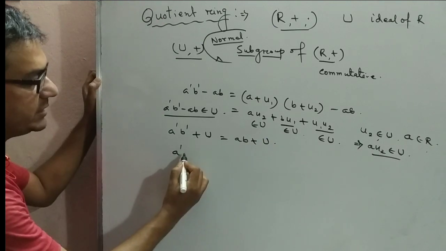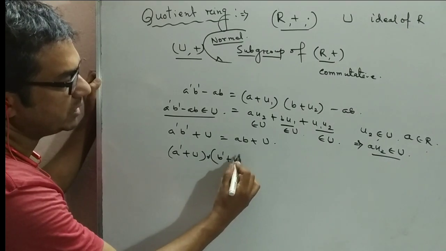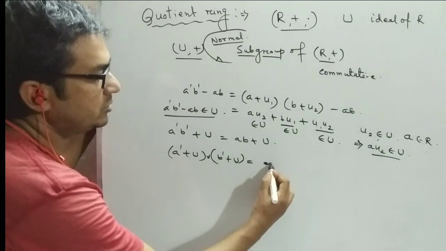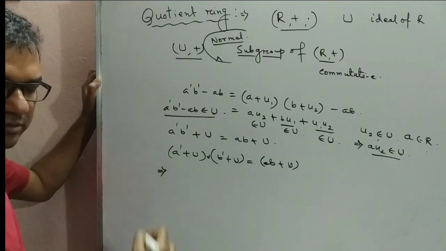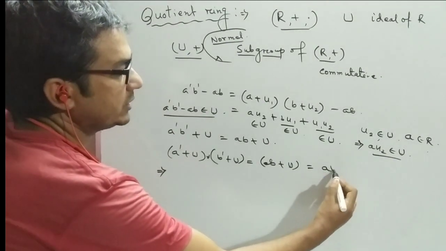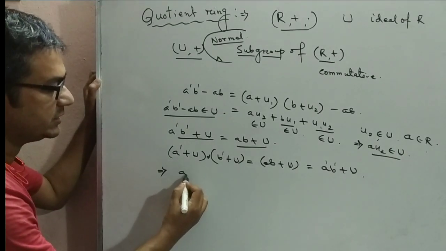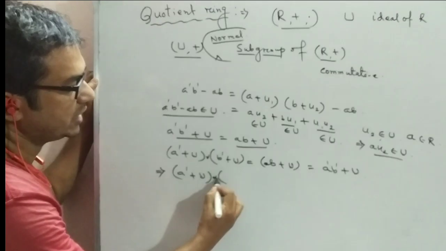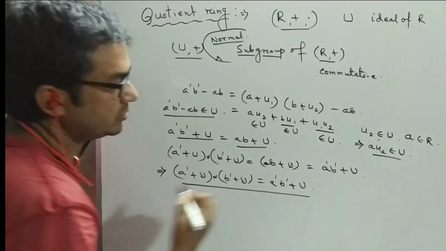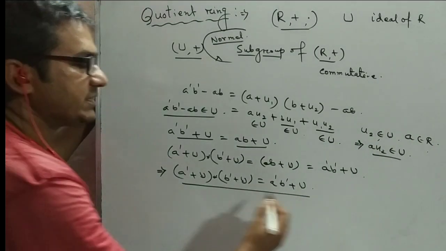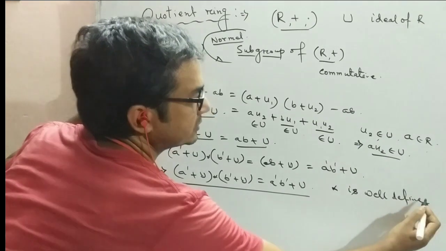That is A dash plus U star B dash plus U equal to AB plus U. Imply, and this is equal to A dash B dash plus U from this result, that is A dash plus U star B dash plus U equal to A dash B dash plus U. So we say that star is well defined.